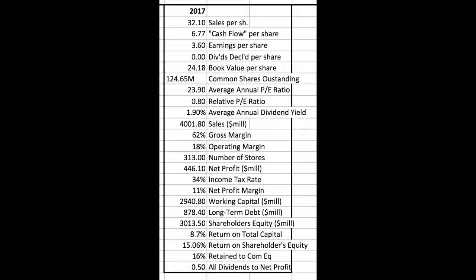This next section of the Value Line page displays many ratios and calculations that were made from the financial statements as of January 31st, 2017. For example, the sales per share ratio was found by taking sales revenue found on the income statement, 4,001,800 in thousands, and dividing that by 124.65 million, which is the shares outstanding.